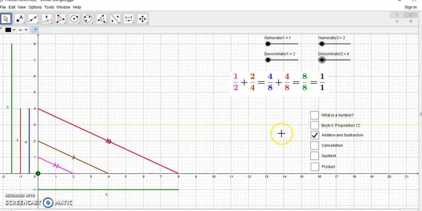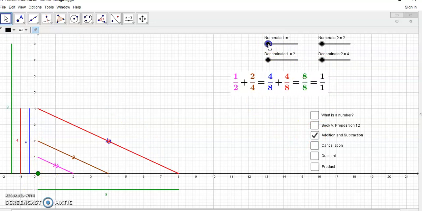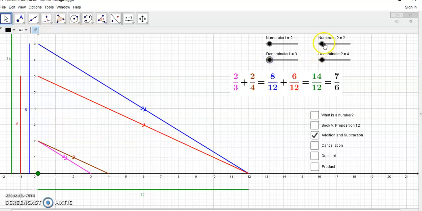But in any case, this is how you do addition and subtraction, because you simply place the denominator and numerator on the respective axis, and you add them up, and you can see that each time 8 plus 6 will give you 14, which is the green line, and now you have them both in terms of the denomination of 12.